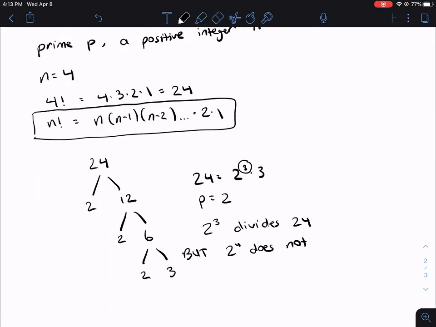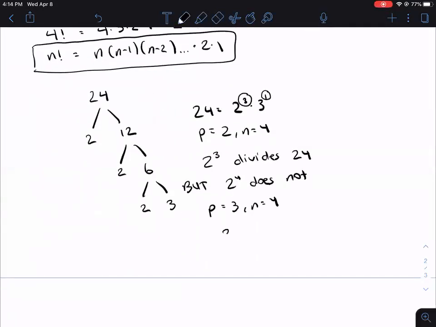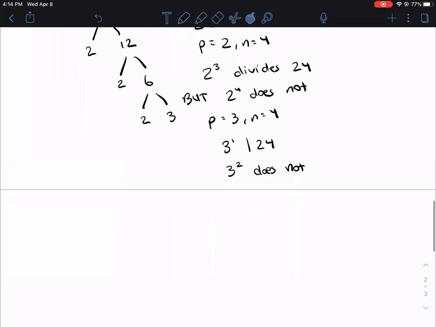As another example, let's look at p equals 3. And these are both for n equals 4. This is 3 to the 1. So Legendre's formula should return 1, because this means 3 to the 1 divides 24. But this means divides, by the way. 3 to the 2 does not. Okay. So this is what Legendre's formula tries to find.